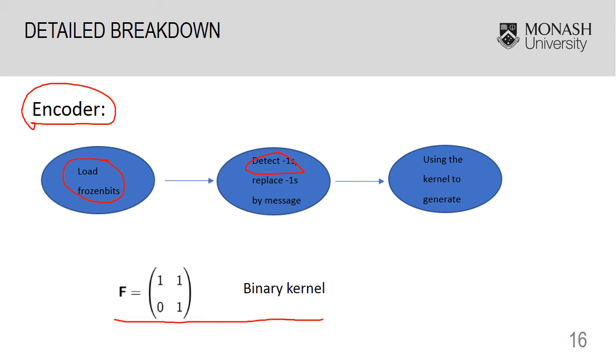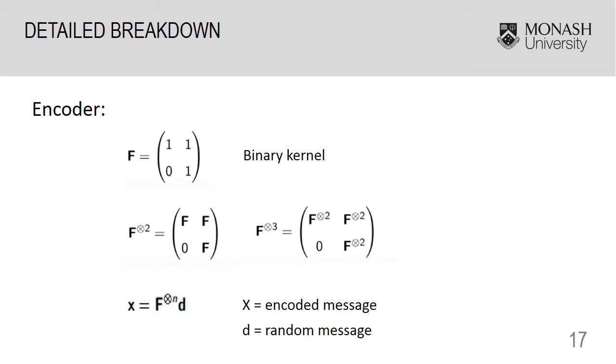Here is the kernel. It's a binary kernel. We call it F. So the binary kernel is a 2x2 matrix. If we take the Kronecker product of this matrix with itself, you will get a 4x4 matrix. If we take the Kronecker product again, we will get an 8x8 matrix.